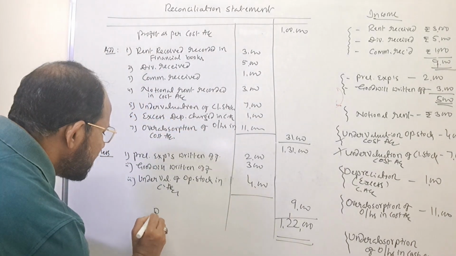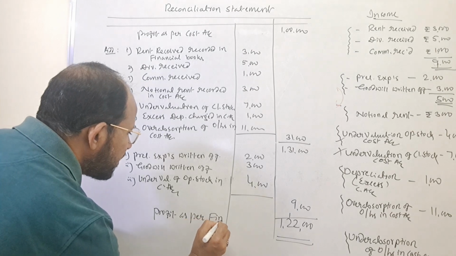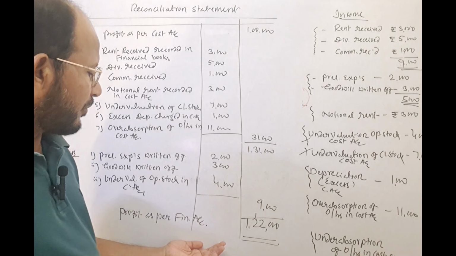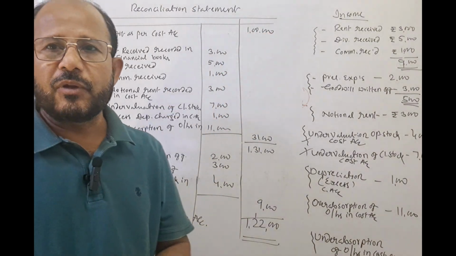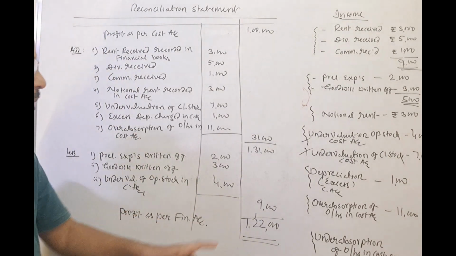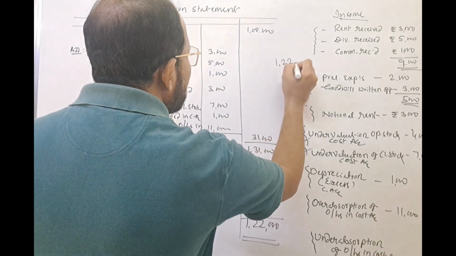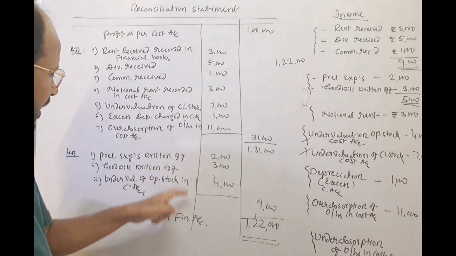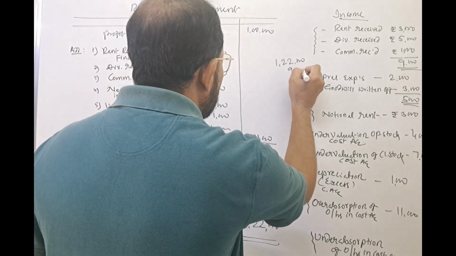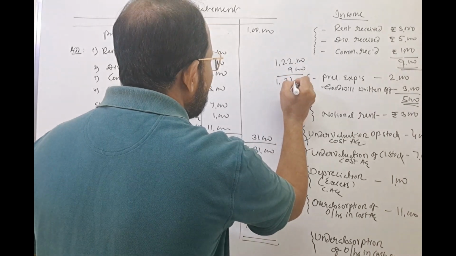This is nothing but the profit as per financial accounts. If you start the same result from the financial profit, then you are going to get the profit as per cost accounts. You see, financial accounts show the profit of rupees 1 lakh 22,000. You see here 1 lakh 22,000, and here the items which are deducted are to be added. Reverse we have to go. Here total is rupees 9,000 we have to add, and total we get again 1 lakh 31,000.